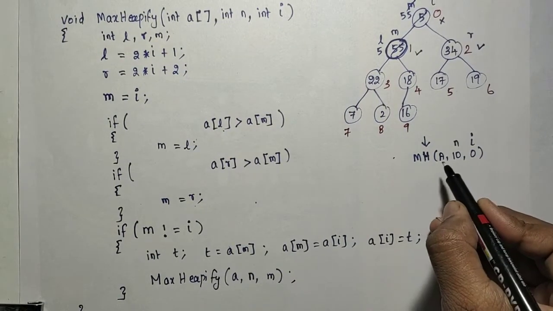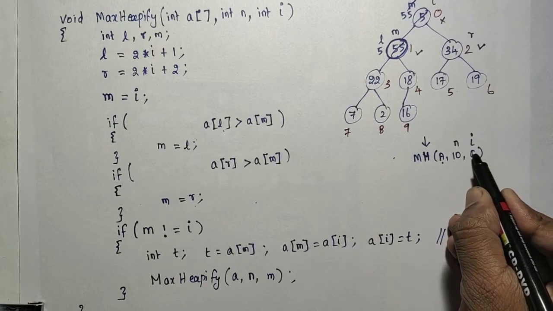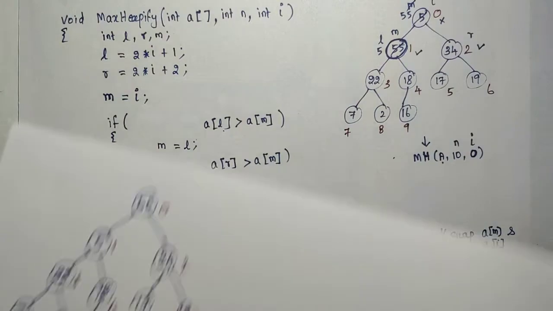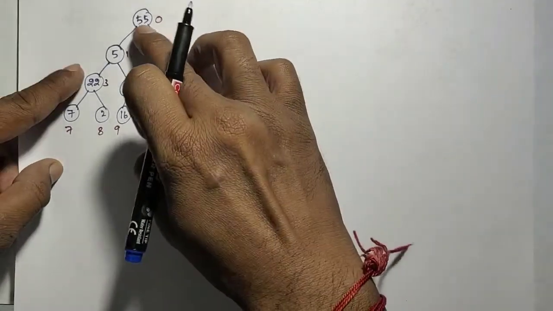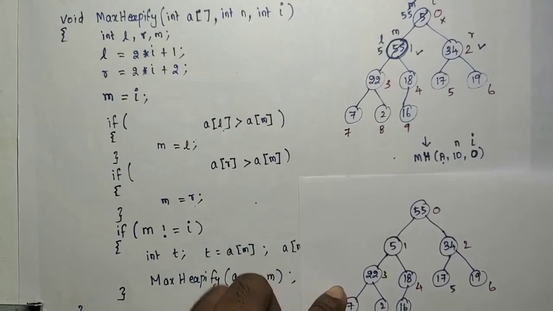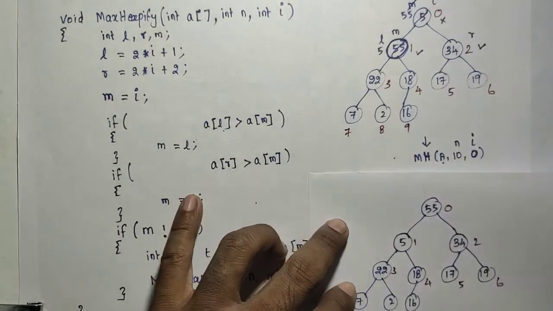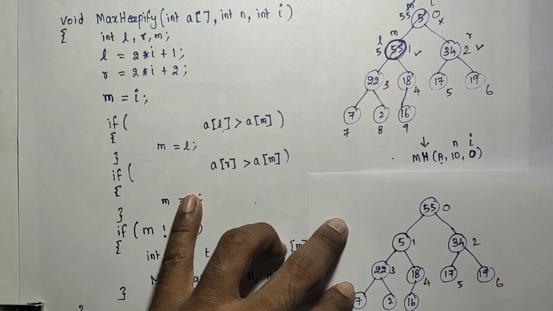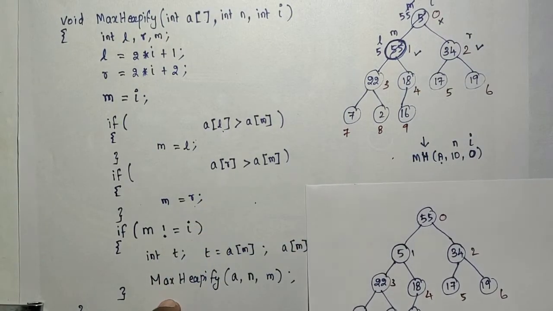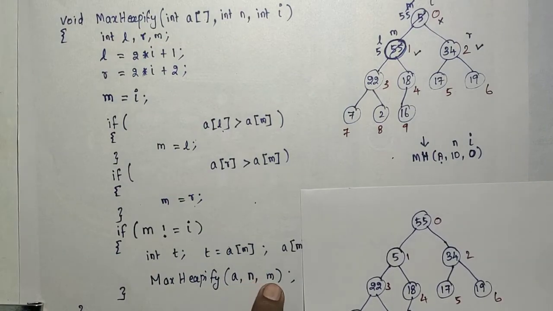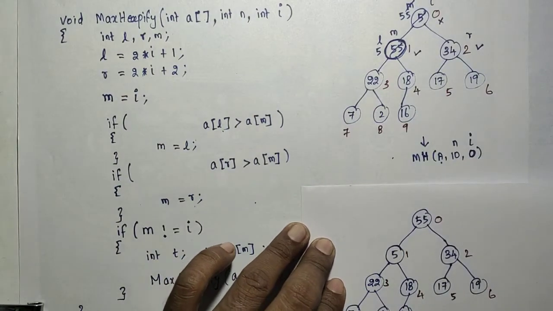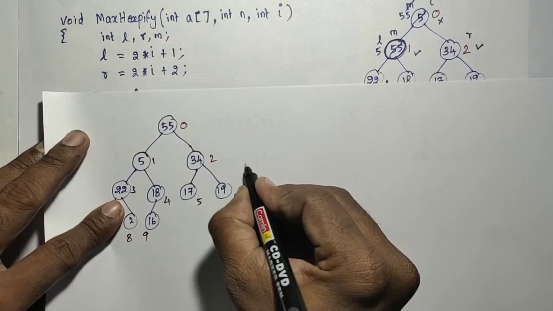After calling this function, the initial call, after swapping, the content of the tree becomes like this. 55 and 5 will get swapped. Now we are calling max_heapify of a comma n comma m. M is nothing but 1. So from here the second call is made.